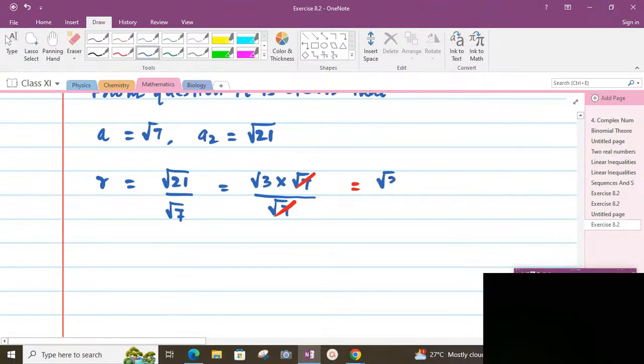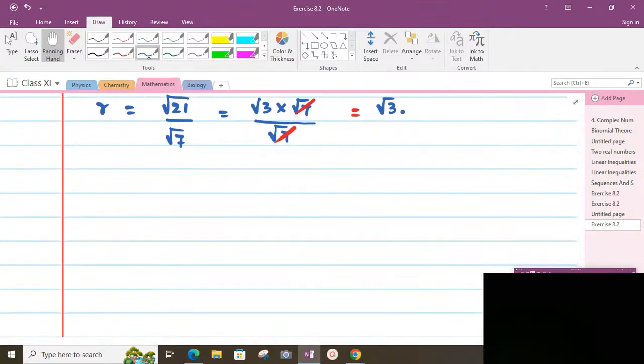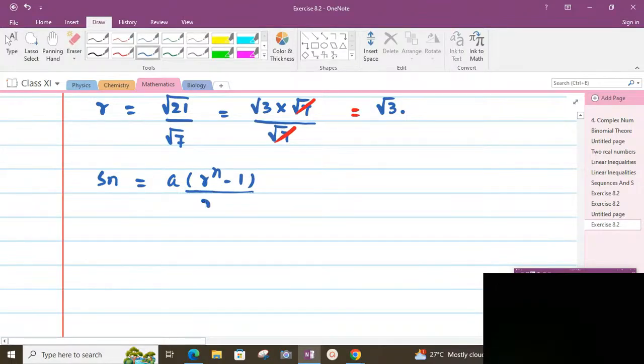So the value of r is √3. Now we recall the formula. Sn equal to a, and here will be r to the power n minus 1 by r minus 1, because here r is greater than 1. The value of √3 is greater than 1.